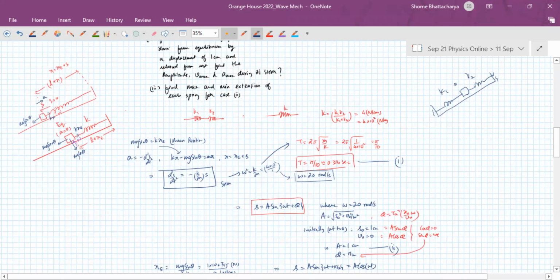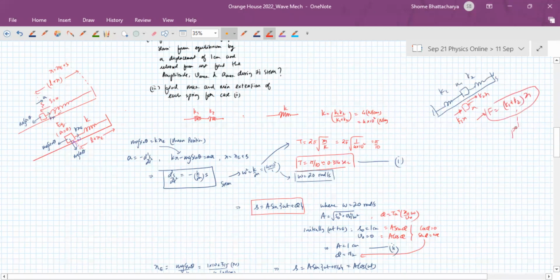See, same or different, that doesn't matter. The important thing is, if the block is pushed by x, then what is happening? This spring will push with a force K1x, and this spring will pull with a force K2x. So the net force is becoming how much? It is becoming K1 plus K2 times x. So it's a parallel combination.